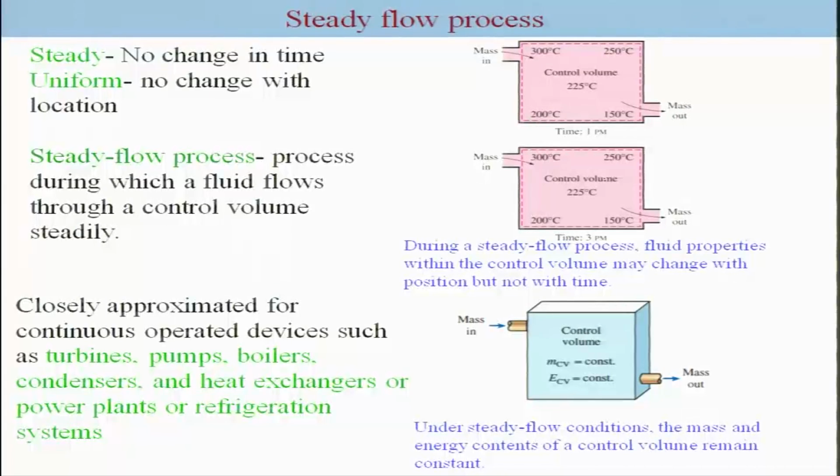Steady means, for example, at a time of 1 p.m. the temperature distribution in this control volume is 300, as given here, with effectively an average temperature, but it can change within this control volume, while at 3 p.m. there is no change in the temperature, and thus it has reached a steady flow process. In other words, in the control volume the mass or energy will remain constant, in general the properties will remain constant, but they can vary within the control volume; they will not vary with time.